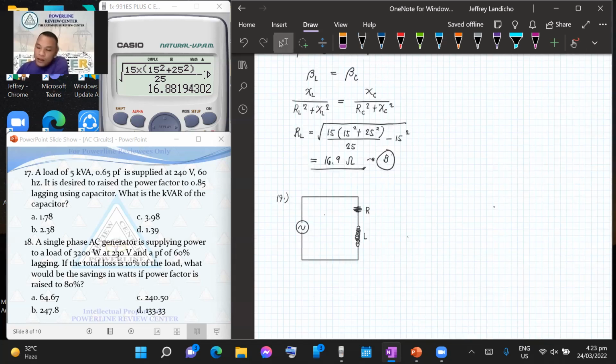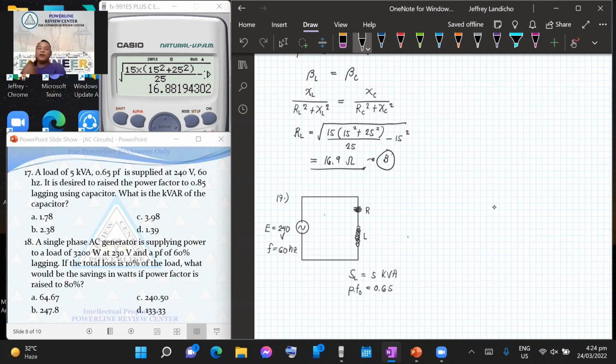So kapag kinuha natin yung apparent power of this given load, that is considered S sub L, no? So that is 5 kVA, kilovolt ampere, wherein the original power factor of this given load, that is 0.65. So that is lagging, that is connected to our source voltage E. So that is already in terms of RMS value, 240 volts at a given frequency of 60 Hertz.